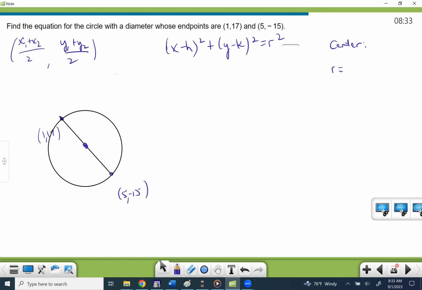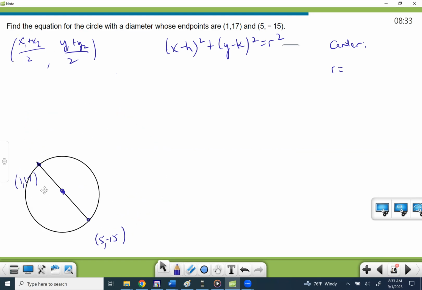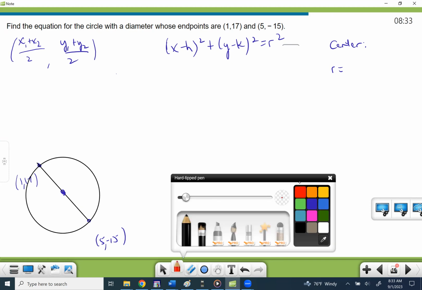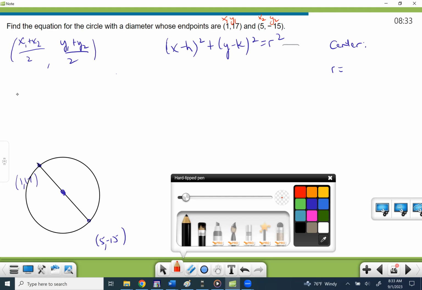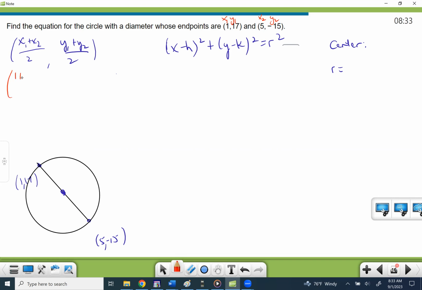To kind of help us, move this stuff down a little bit. There we go. So I'm going to go ahead and label these x1, y1, x2, y2, and I'm going to substitute those into that formula. Let's see what we get. x1 plus x2 over 2, y1 plus y2 over 2. So 1 plus 5 is 6, and 6 divided by 2 is 3. So the x coordinate's taken care of.